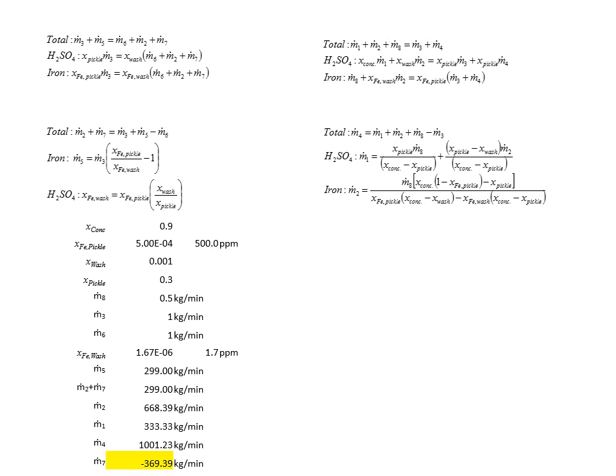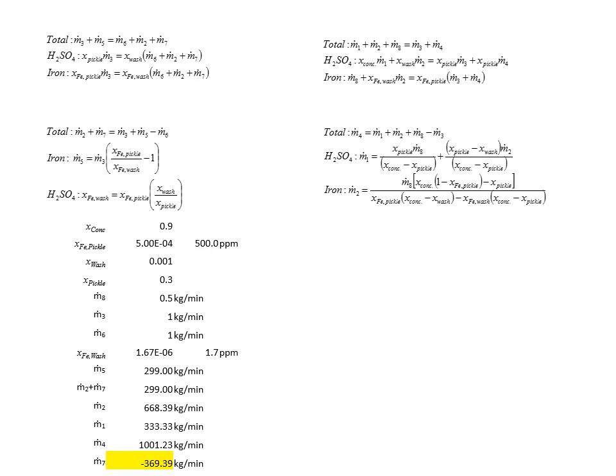I can then determine what the mass flow rate of stream 2 is, and it turns out to be 668.39 kilograms per minute. Back substitute that in for the mass flow rate of stream 1, we get 333 kilograms per minute. Then stream 4 would total 1,001.23 kilograms per minute. We then go back to determine what the mass flow rate of stream 7 is. And notice that it is a negative 369.39 kilograms per minute.